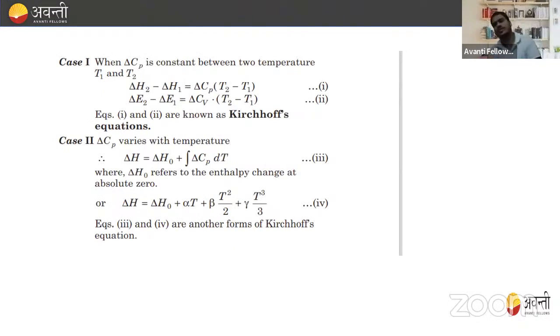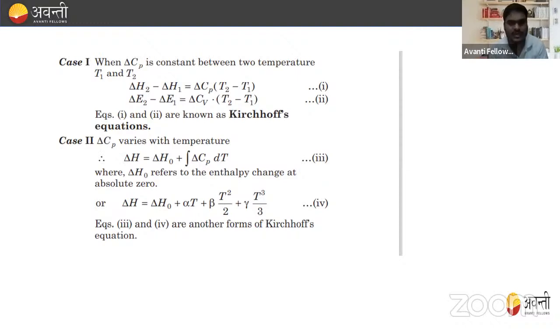According to Kirchhoff's equation, let us consider two cases so that we understand this. Case one: when the Cp is constant between the two temperatures, that is, the specific heat at constant pressure, Cp, is constant between the two temperatures T1 and T2. We know that delta H2 minus delta H1 is nothing but Cp into delta T, that is, specific heat at constant pressure into the temperature difference T2 minus T1. Similarly, at constant volume, we have for internal energy E2 minus E1 equal to Cv into T2 minus T1. So equations 1 and 2 are known as the Kirchhoff equation.